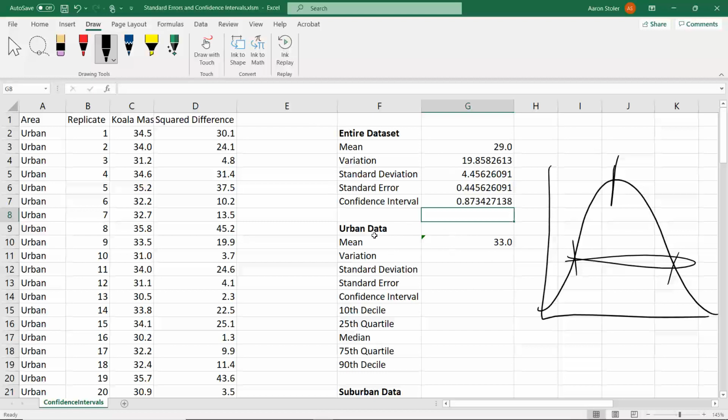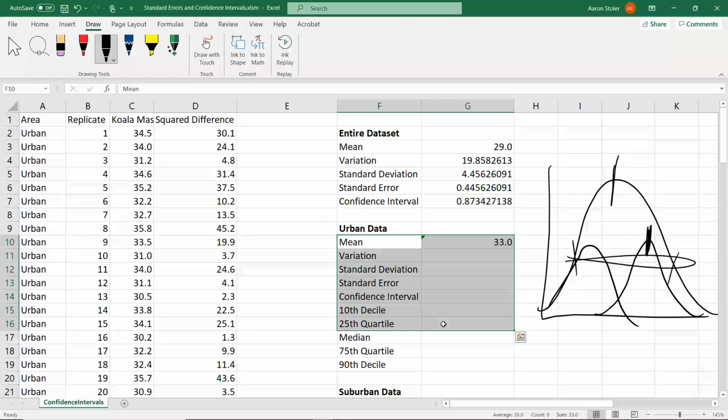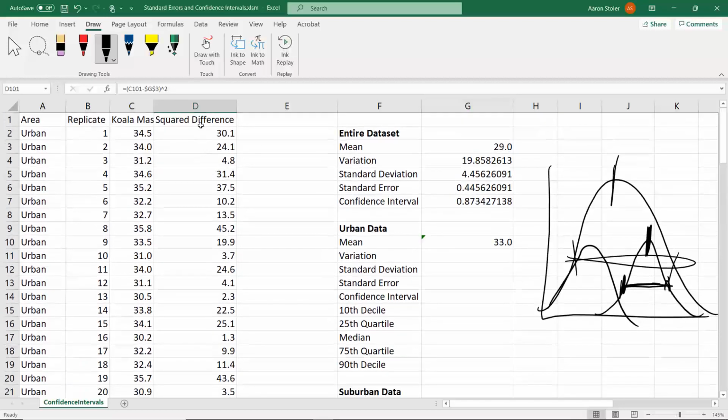Now, the next set, the urban data. We figured out what this mean was right here, and we want to figure out what the spread is right here. So we need to calculate the variation. Now, it would be tempting to use these square differences, but these square differences are more specifically the square difference of the points with the grand mean. And that's not what we want. We want the square difference of the points with the urban mean right here.